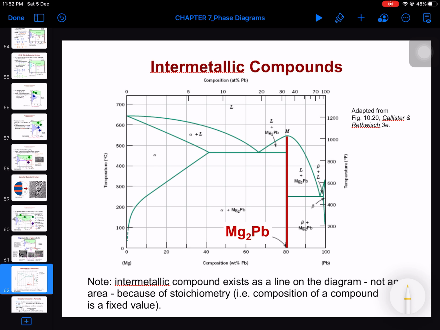And these are the phase diagrams with intermetallic compounds. An intermetallic compound exists as a line on the diagram. So this is the line. It doesn't exist as an area, because of its stoichiometry, that is, the composition of a compound is a fixed value.